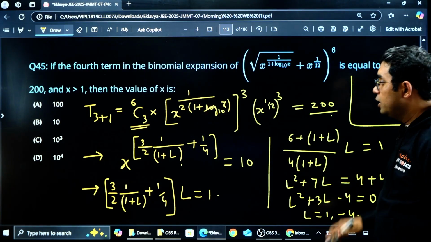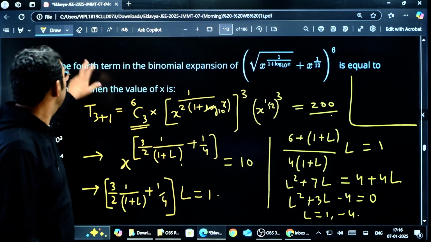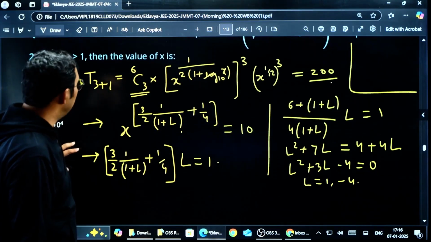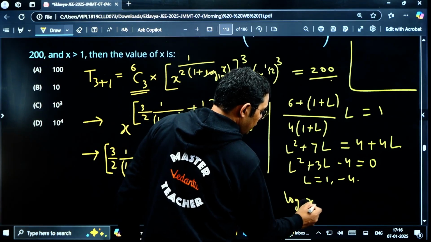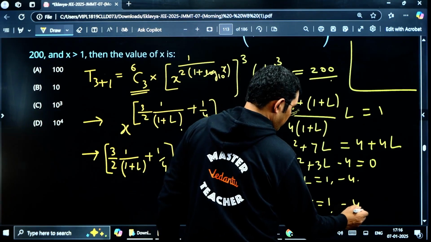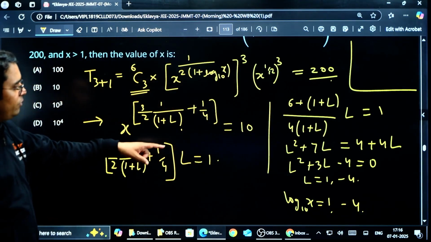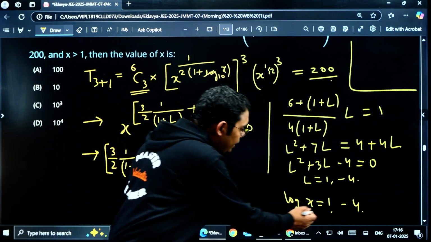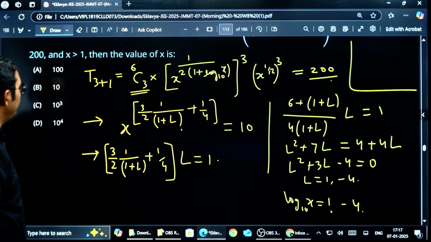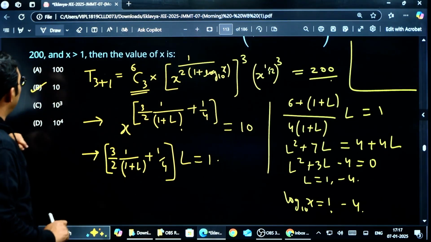L was actually log x base 10. So we are getting log x base 10 to be equal to 1 or minus 4. For minus 4, the value will be less than 1, but we are looking for x greater than 1. So only this value will be taken, and for this x will be equal to 10. So answer for this will be B.